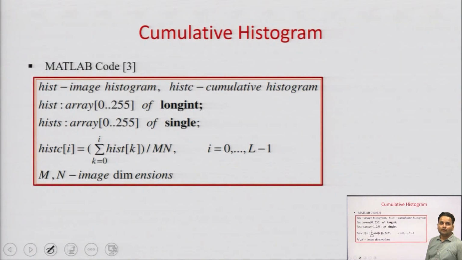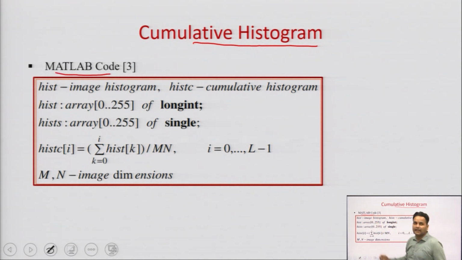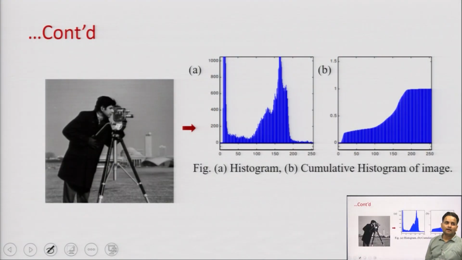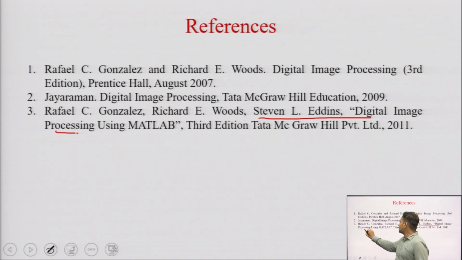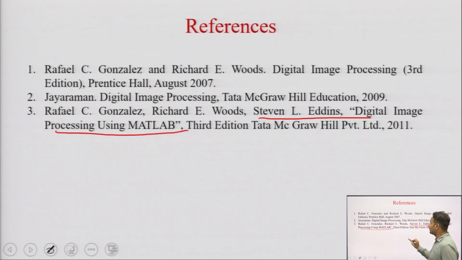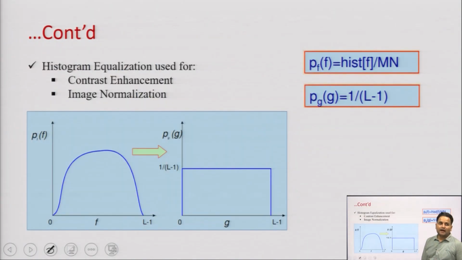Now, if we talk about the Matlab code of the cumulative histogram, because histogram modeling is also a kind of point processing. The Matlab code is taken from the third reference, which is the textbook, an advanced version, Digital Image Processing using Matlab. So from that third book we have taken the Matlab code here.